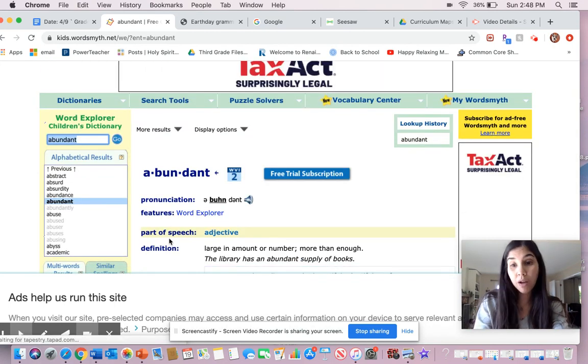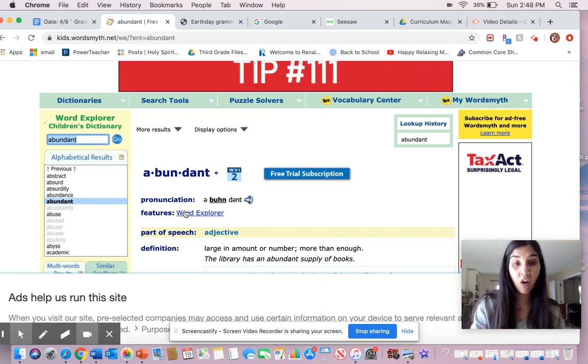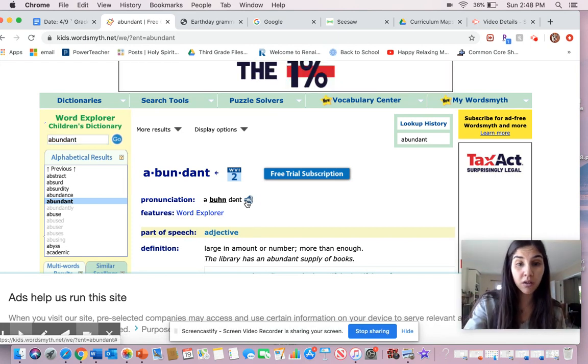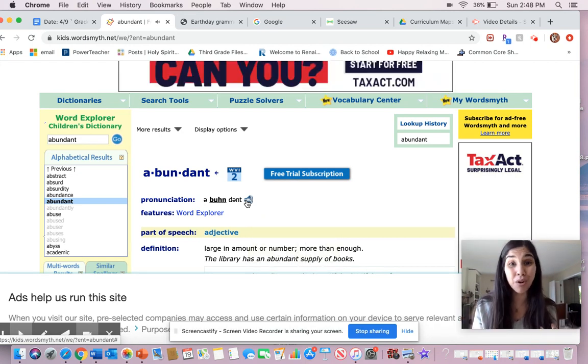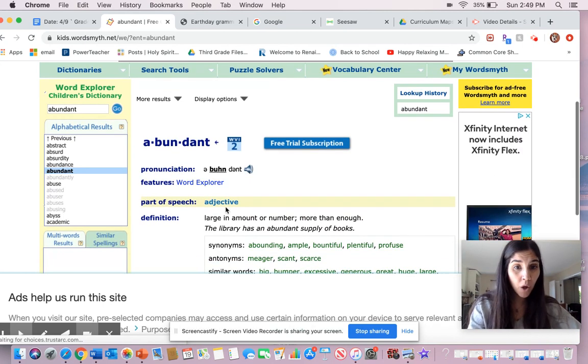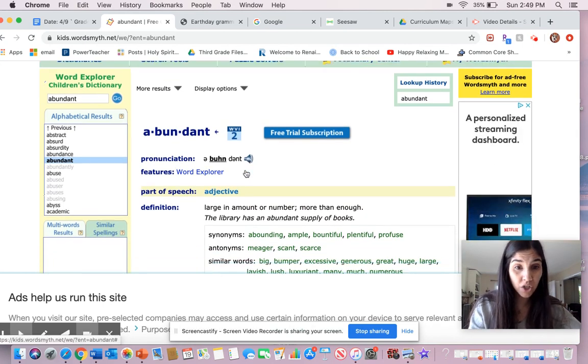Now, one reason why I like online dictionaries is, say I didn't know how to say this word. All I have to do is click on this little speaker. Abundant. And it tells me how to say the word. So I think that that's a really great tool. If you see a word that you don't know how to read, if you type that word into a dictionary, it'll tell you. Okay, so the word pronunciation is abundant.